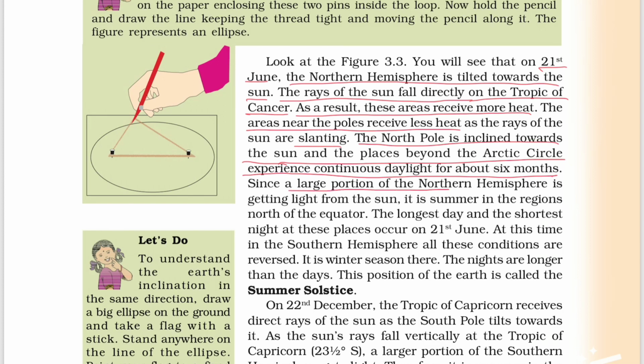This large portion of the northern hemisphere is getting light from the Sun. So it is summer in this region. The longest day and the shortest night at these places occur on 21st June. At this time, the southern hemisphere experiences all the opposite conditions. So it is winter season here, the nights are longer and the days are shorter. This position of the Earth is called the summer solstice.